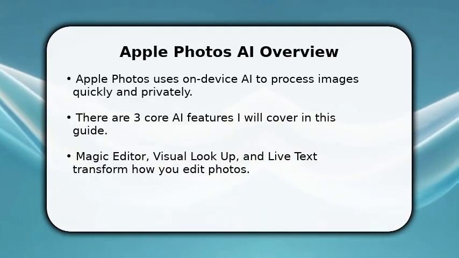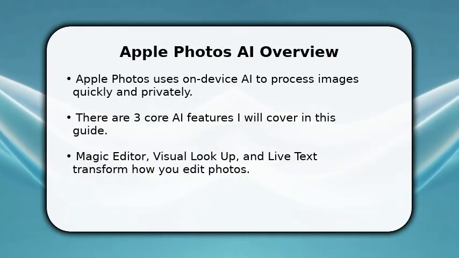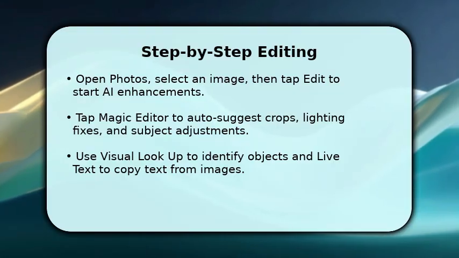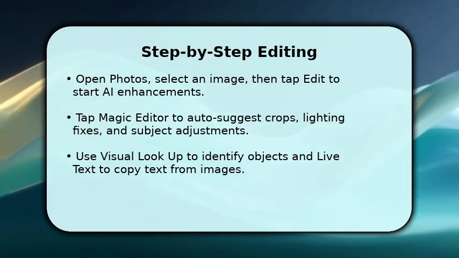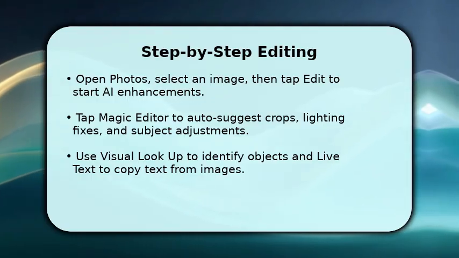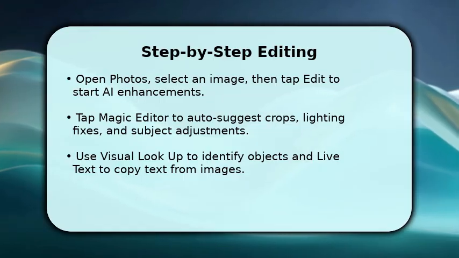Open Photos, select an image, then tap Edit to start AI enhancements. Use the Auto Enhance button for one-tap exposure and color corrections. Tap Magic Editor to auto-suggest crops, lighting fixes, and subject adjustments. To remove an object, use the Remove tool and refine the selection with the brush.